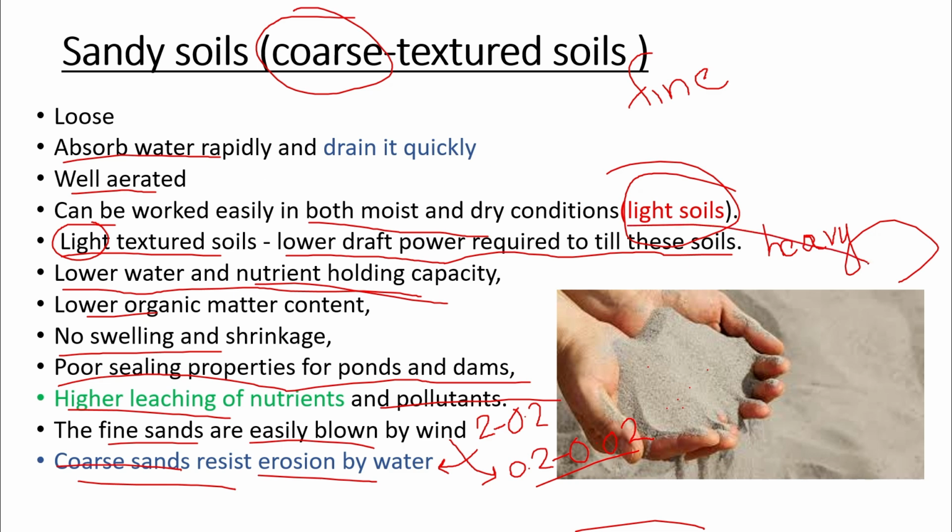So here it's important: it is called light soil, but not because it's light in weight. It is not depending upon the weight. The reason we call it light soil is its easiness for tilling. Depending on that, we call this soil light soil.